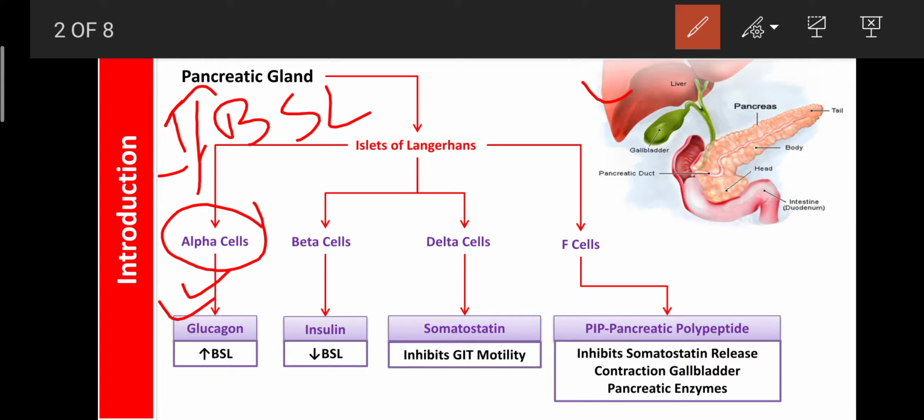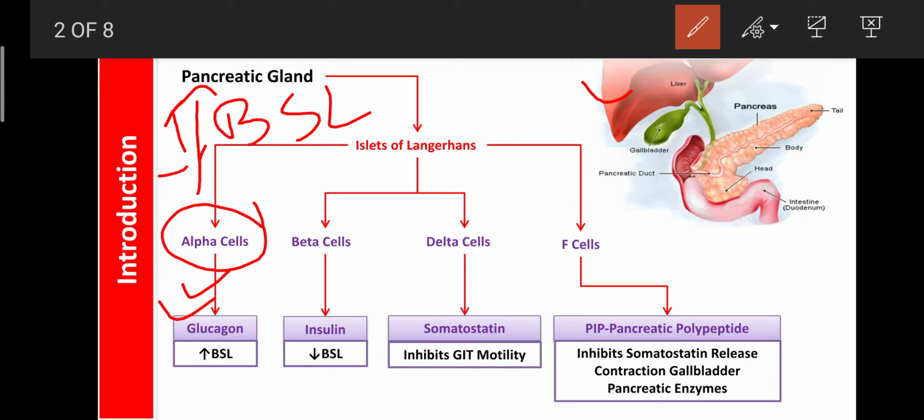If gluconeogenesis is abnormal, or if any drug or chemical induces gluconeogenesis, then also we suffer from high sugar level or diabetes mellitus.